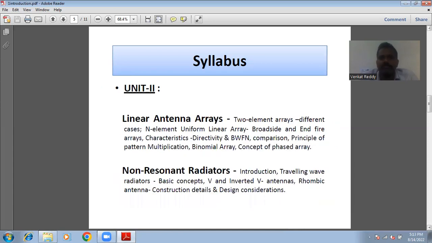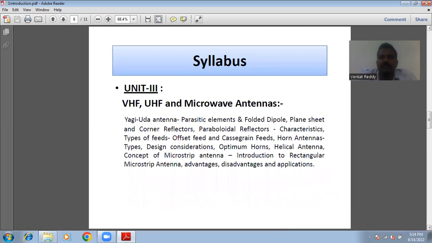Unit 1. Unit 2 is about linear antenna arrays. As I told, a single element is not sufficient for many applications. You have to group the elements in a certain fashion. You have to arrange them in different geometrical configurations so that we can enhance the antenna properties. Binomial arrays and the concept of phase, there also we will discuss in unit 2. Non-resonant antennas like traveling wave radiator antennas, V antenna, inverted V antenna, rhombic antennas are also discussed in unit 2.